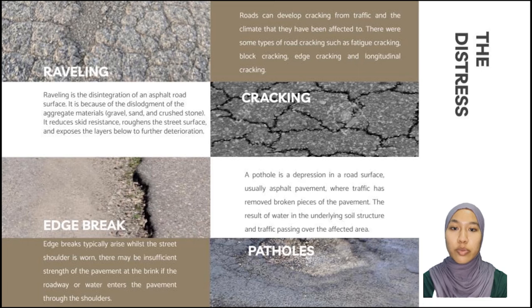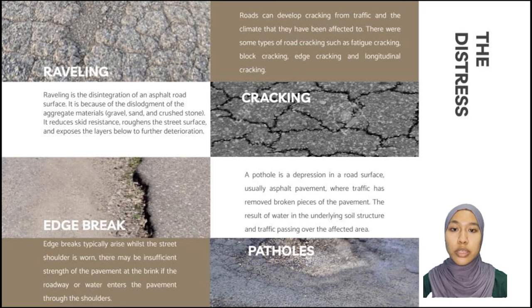First we go to the distress. The distress for this area includes some raveling. Raveling is the disintegration of an asphalt road surface because of the dislodgement of aggregate materials such as gravel, sand, and crushed stone. It also reduces skid resistance, roughens the street surface, and exposes the layer below to further deterioration.